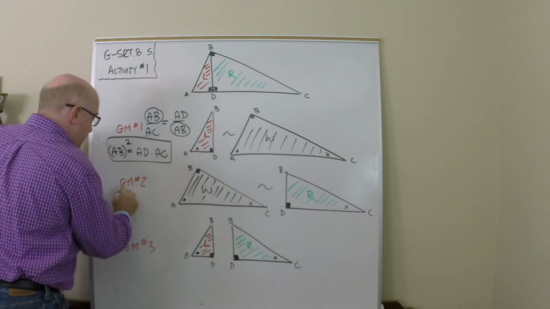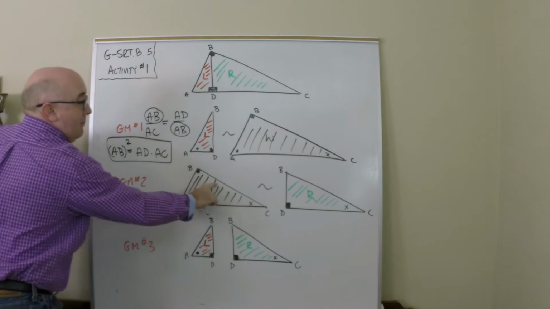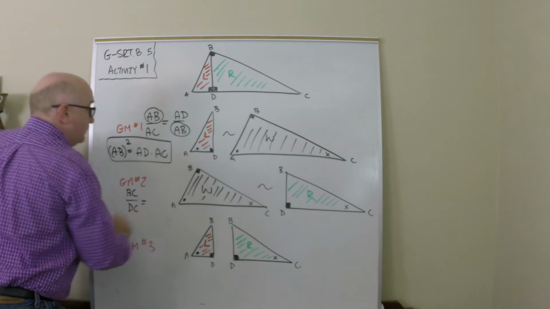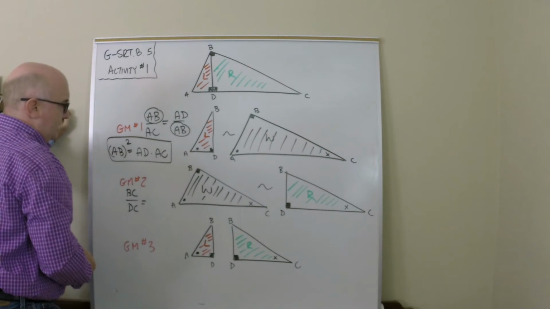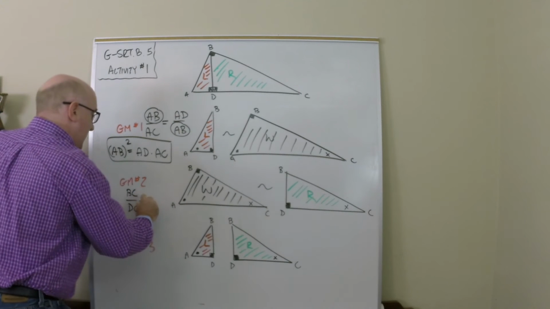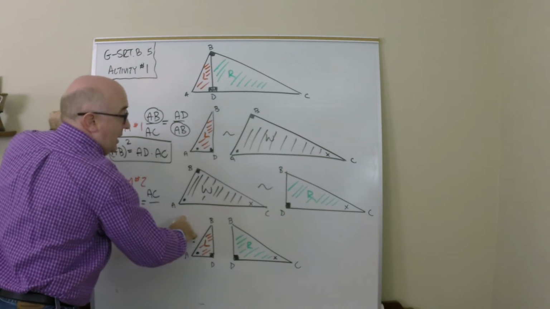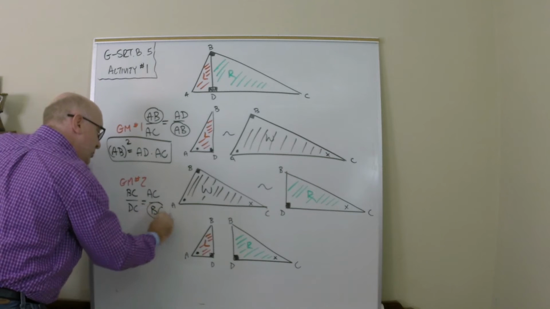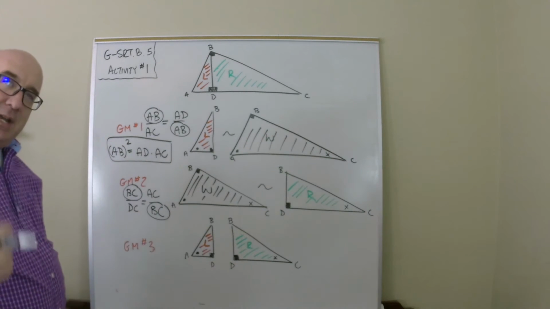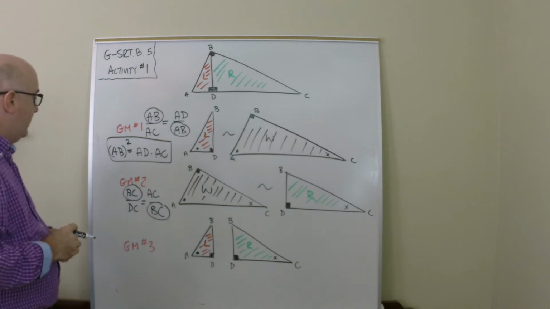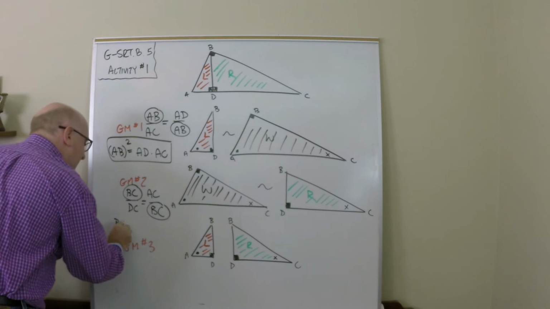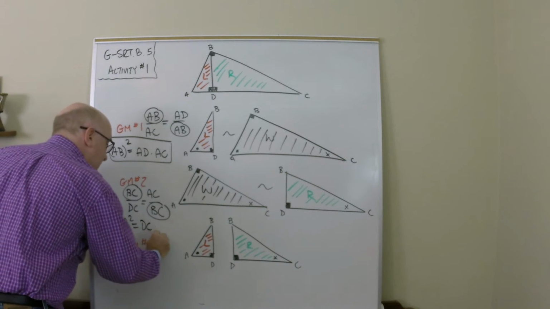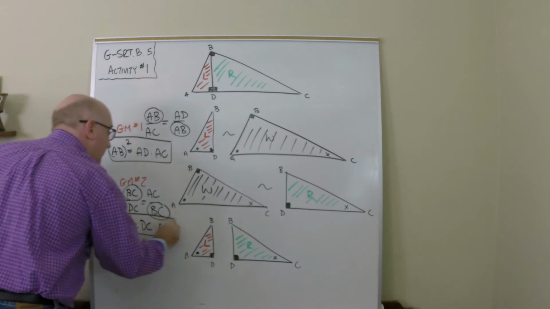I can say BC in the large one matches up with DC in the right one. And then I can say AC, this hypotenuse, matches up with the hypotenuse BC there. Once again, do you notice that BC is repeated? Once as a numerator and once as a denominator. We can cross multiply and obtain what is known as the geometric mean, a new relationship.